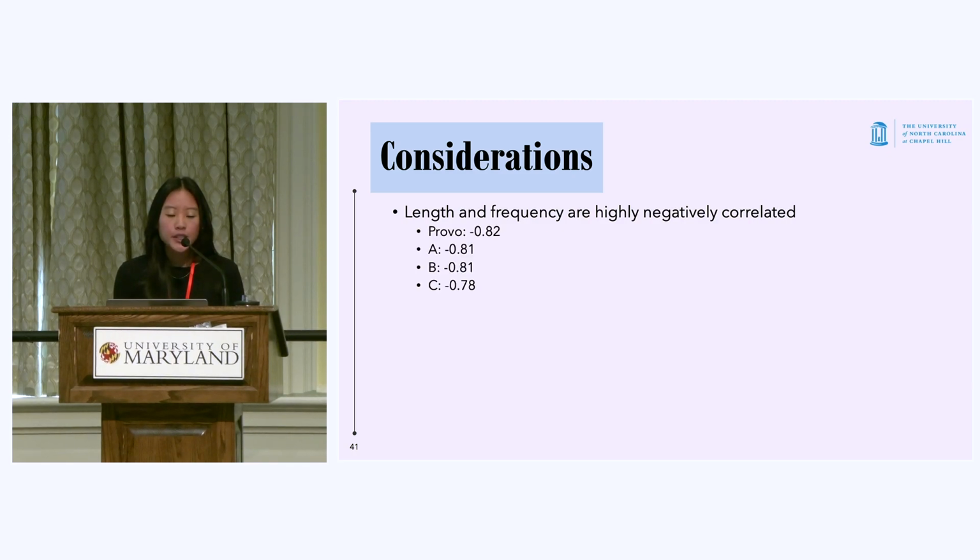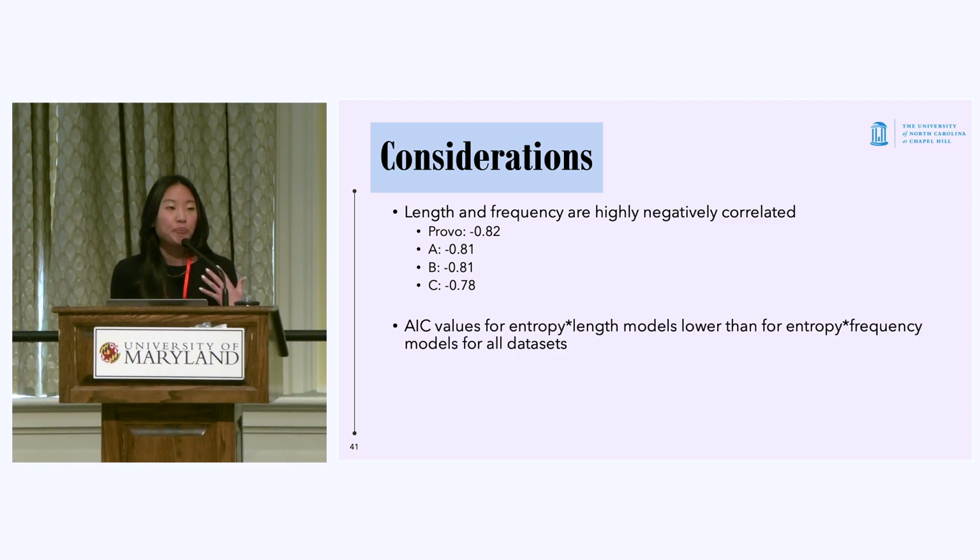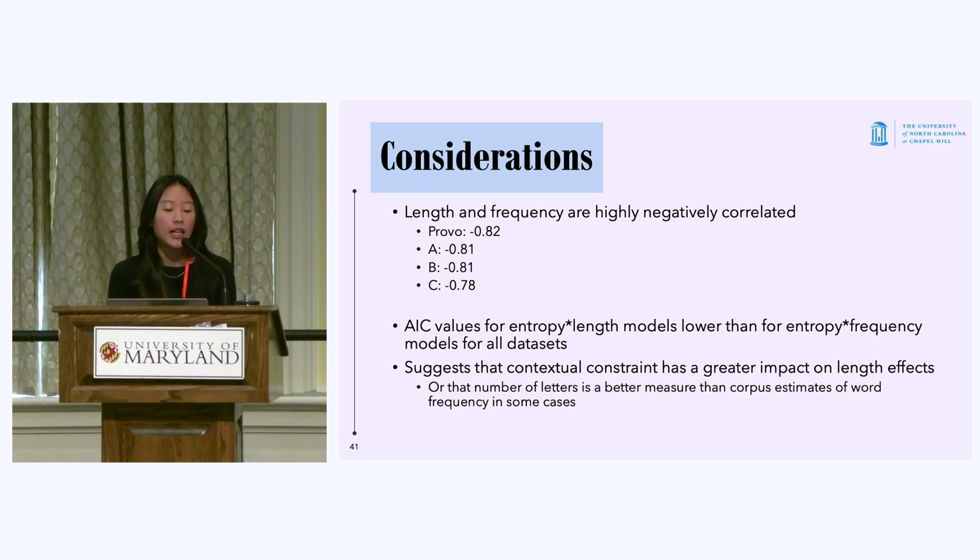A final consideration is that length and frequency are highly negatively correlated, and they were in the current data sets. I also wanted to point out that the AIC values for entropy and length models were lower than for entropy and frequency models. So this suggests that contextual constraint has a greater impact on length effects, or potentially that number of letters is a better measure than corpus estimates of word frequency in some cases. But overall, length and frequency are very difficult to separate out in the current study because they were so highly correlated.